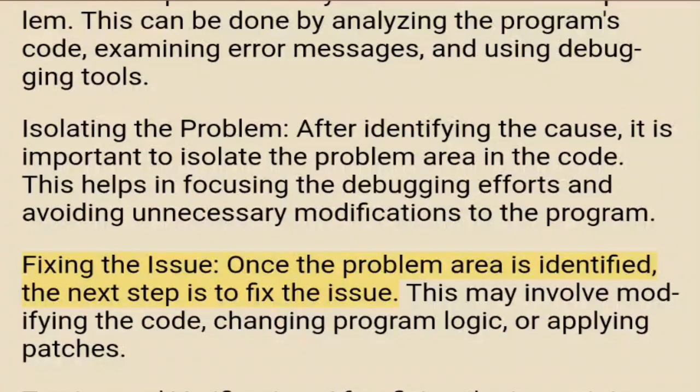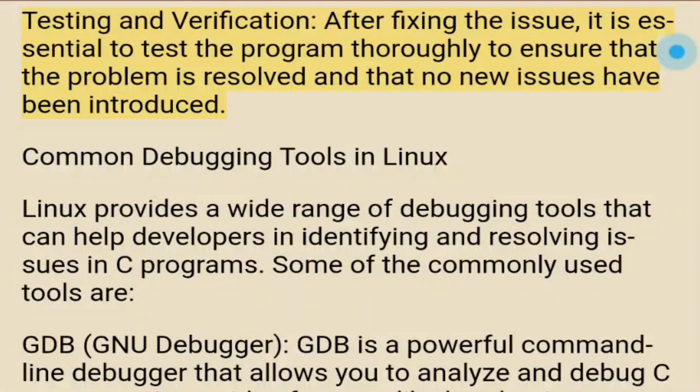Fixing the issue. Once the problem area is identified, the next step is to fix the issue. This may involve modifying the code, changing program logic, or applying patches. Testing and verification. After fixing the issue, it is essential to test the program thoroughly to ensure that the problem is resolved and that no new issues have been introduced.